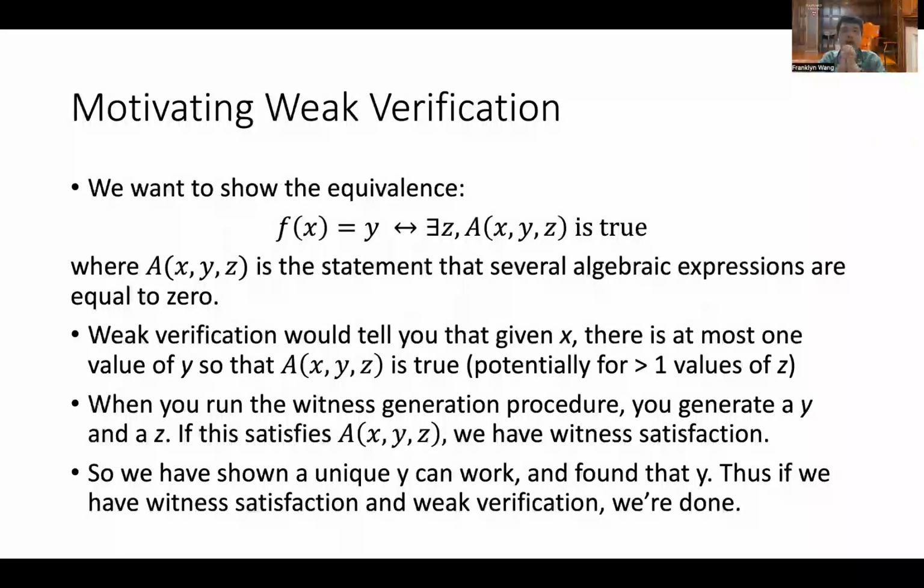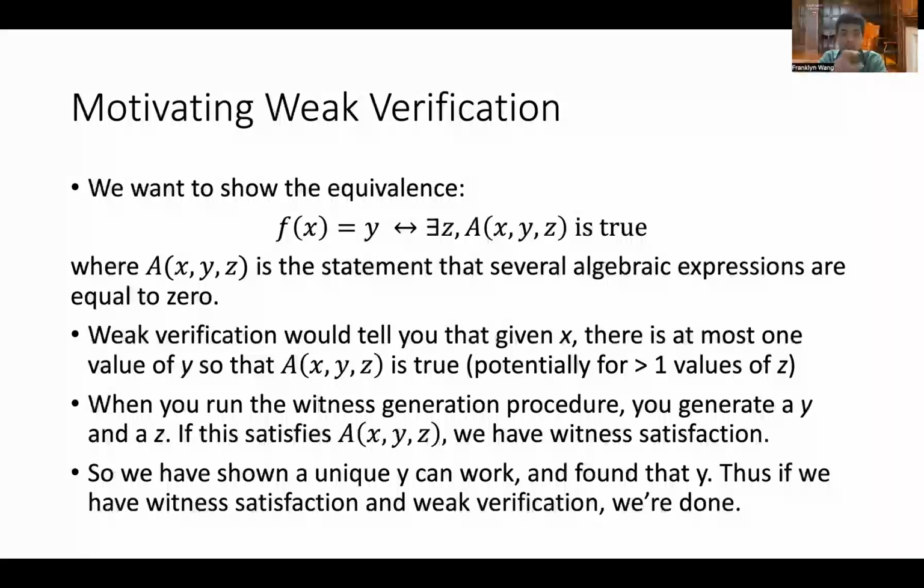So it's not obvious, to me at least, why we would care about weak verification. And there's a tricky argument that is needed to show that weak verification is useful. So let me write this out. Broadly, the goal is to show the equivalence between f of x equals y and that there exists a z so that A of x, y, z is true. Here A of x, y, z is just the QAP that we have. So this is a statement that several algebraic expressions are equal to 0. And this is the goal of what we're trying to do.